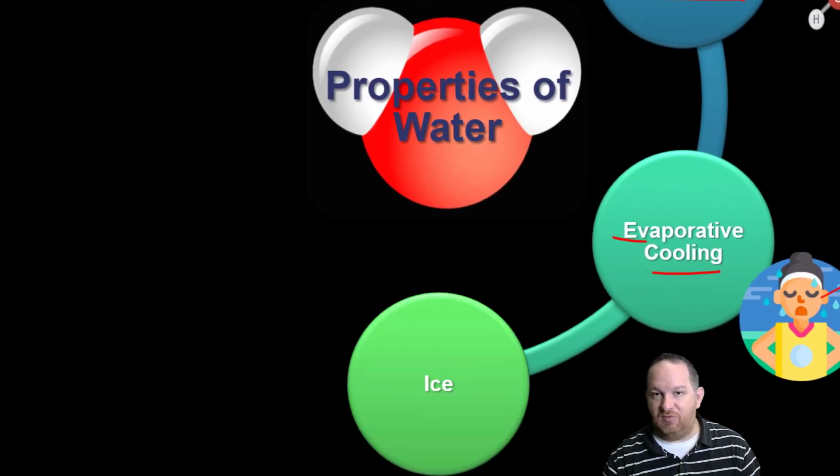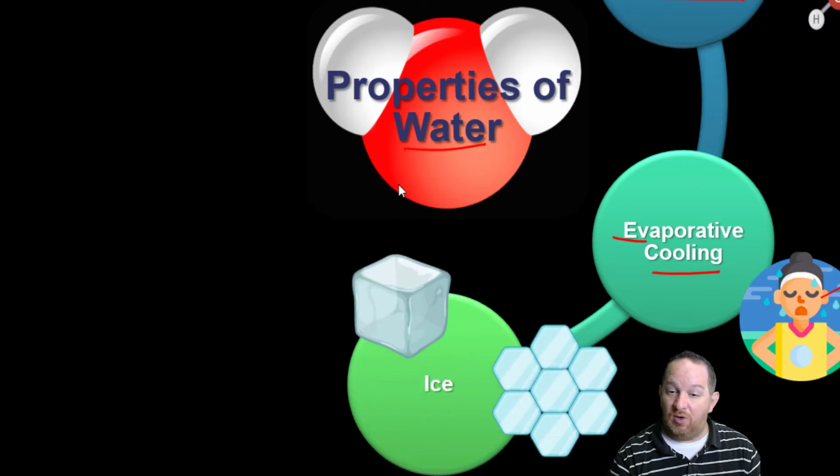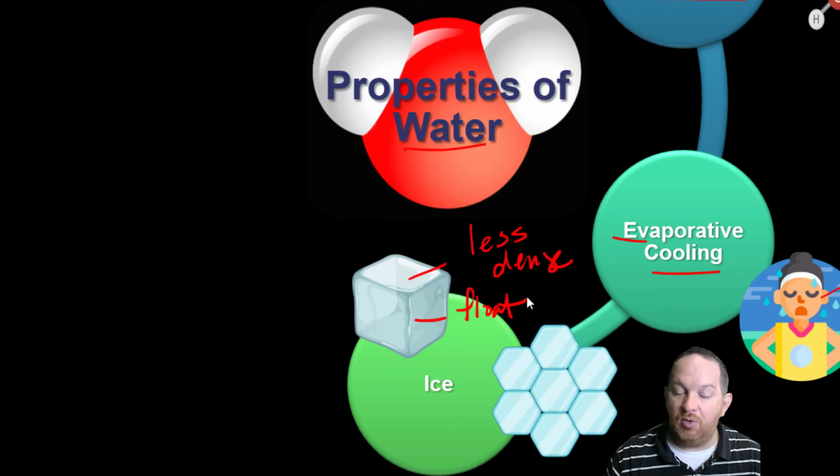Another interesting property of water is the fact that water, in its liquid form, as compared to its solid form, has different properties. So water, when it's ice, is actually less dense than water when it's liquid. So if you think of this, this means that ice will float.